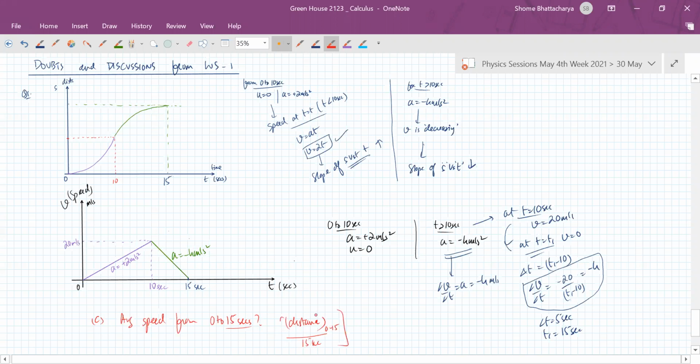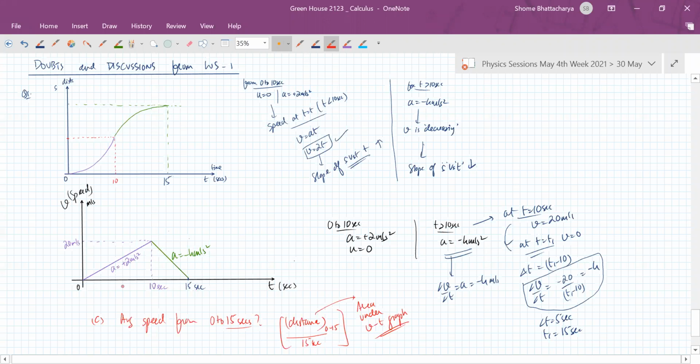I have to calculate this. So this distance will be the area under the speed versus time graph. This concept all of you are familiar with, right? So calculate the area. Tell me how much is the area of this whole triangle?